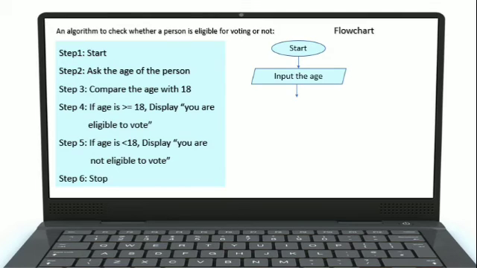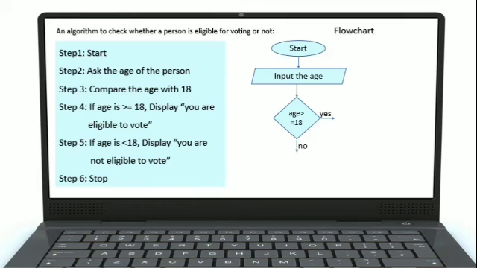Input the age, in parallelogram shape box. Now here comes the use of the decision box. It is a rhombus shape box, because here we have to take the decision whether our age is greater than or equal to 18, or if it is lesser than 18. So while comparing, we will get two answers. Either it is greater than or equal, so it means yes, or no.